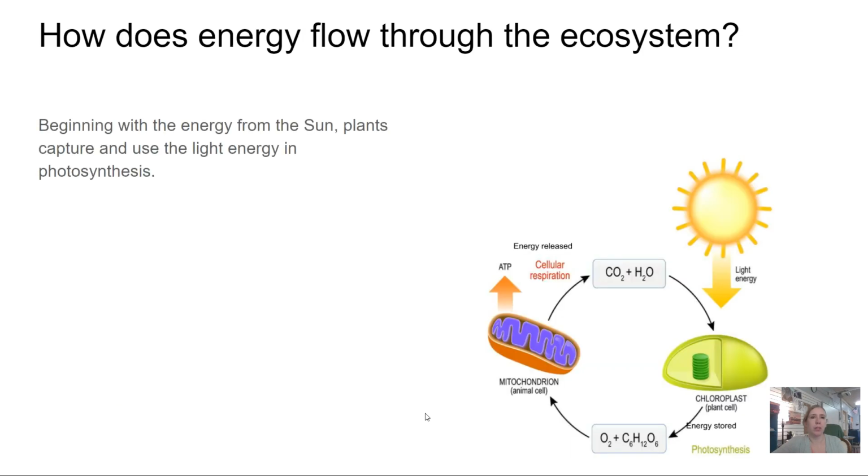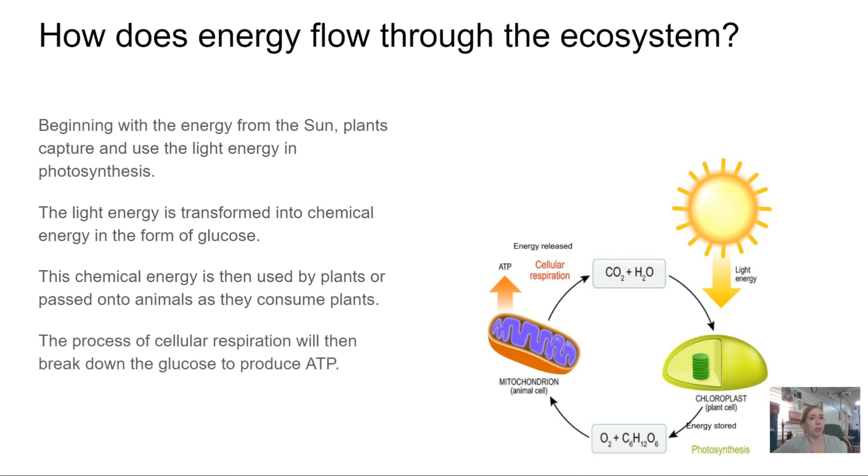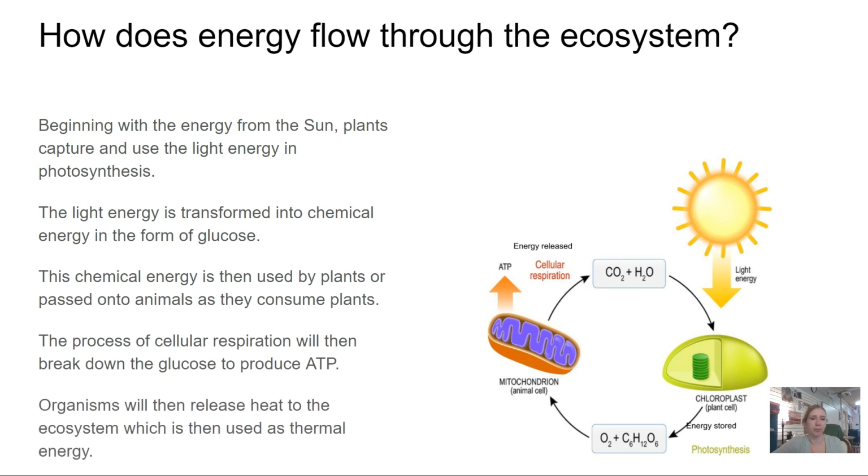Beginning with the energy from the sun, plants capture and use light energy in photosynthesis. The light energy is transformed into chemical energy in the form of glucose. This chemical energy is then used by plants and passed on to other animals as they consume plants. The process of cellular respiration will then break down the glucose to produce ATP. Organisms will then release heat to the ecosystem, which is used as thermal energy.